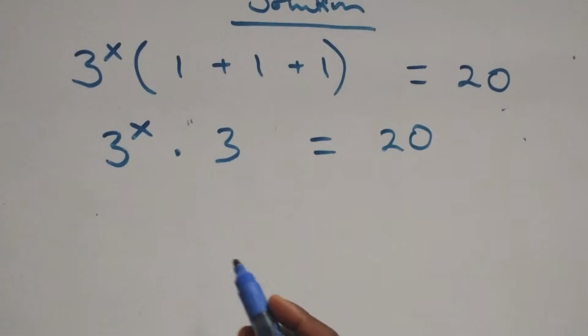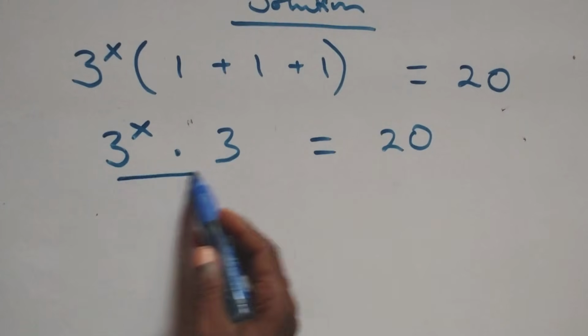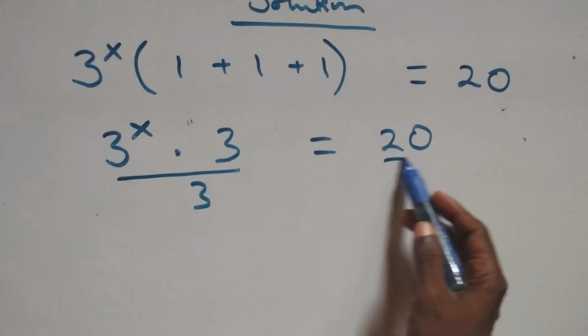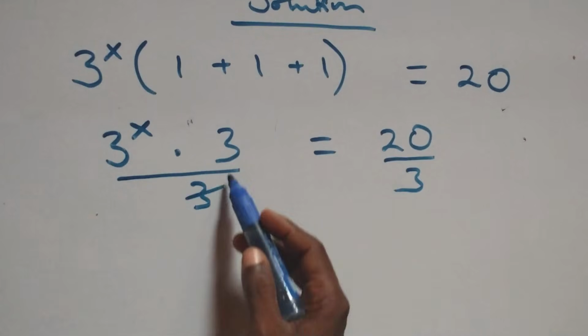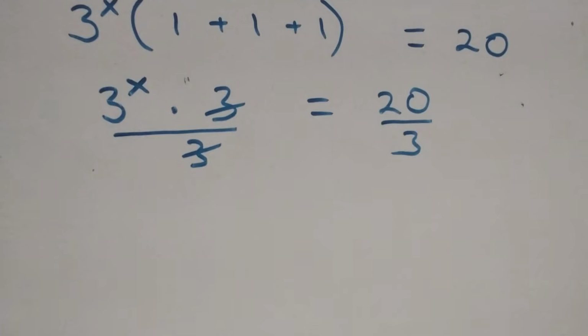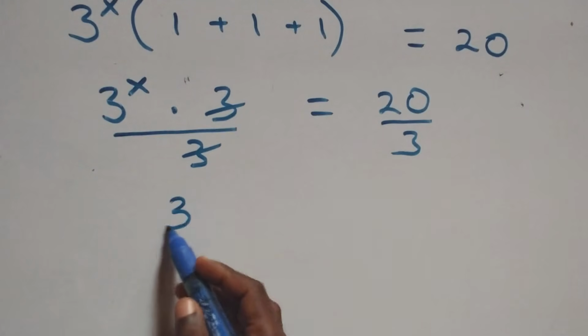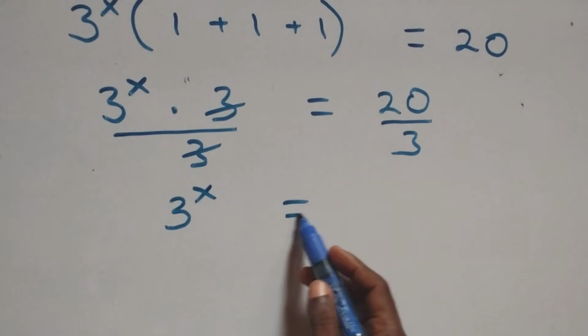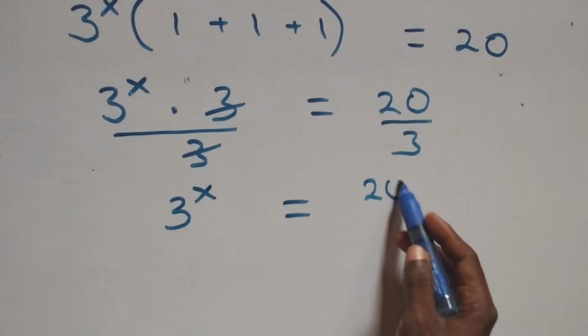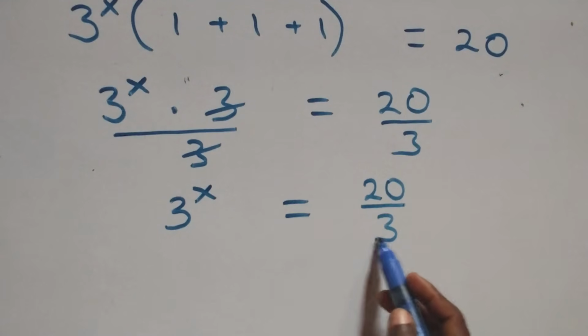The next step, we divide both sides by 3. Divide this side by 3, and also divide this side by 3. That is, the 3s cancel each other here. We have 3 raised to power x equals 20 over 3.